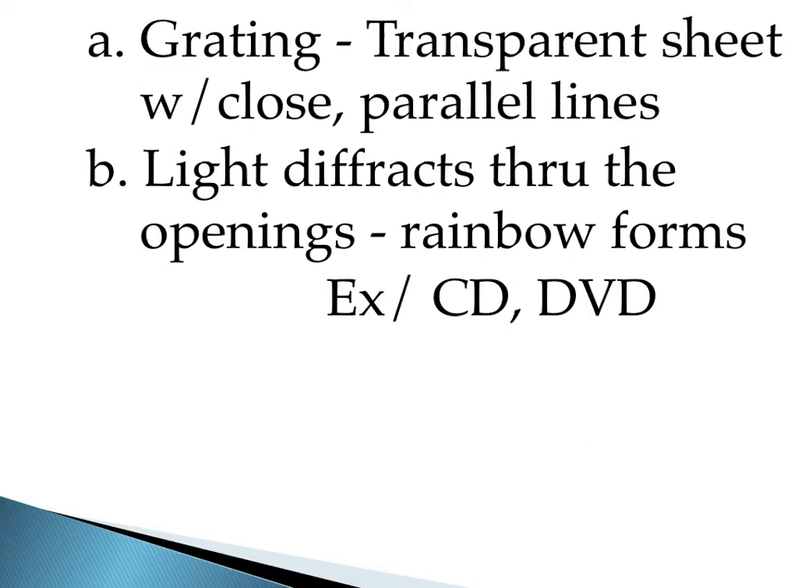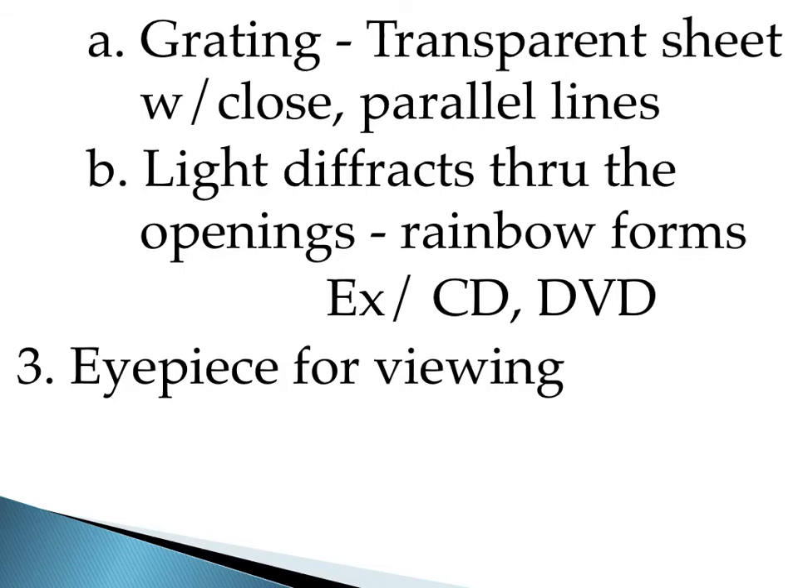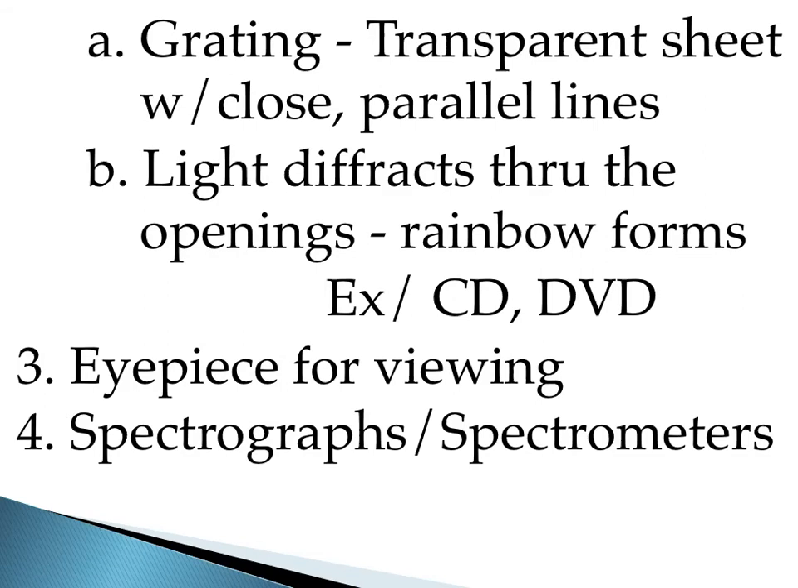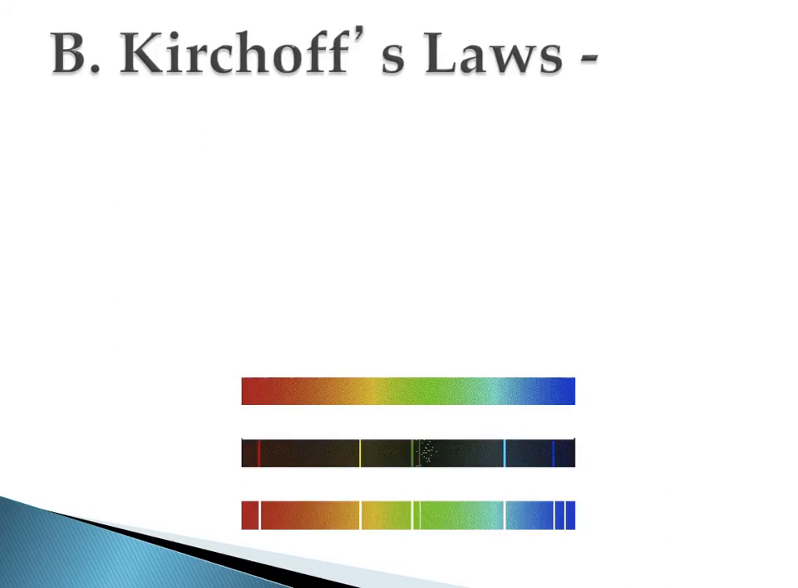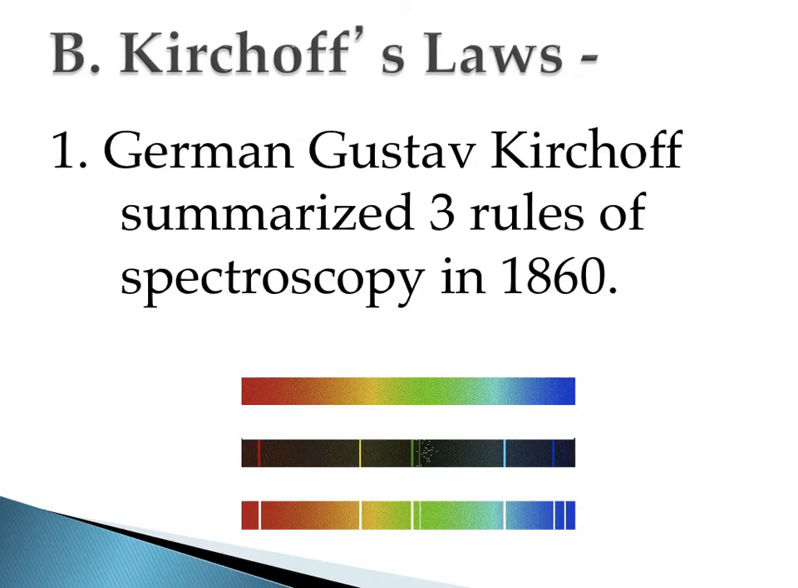And so if you take a DVD and look at it in the light, you'll see a rainbow of colors forming on the DVD. That's all the diffraction grating is. And then we either look at that rainbow through an eyepiece or we run it directly into a computer. That's called a spectrometer when we record the spectrum on a computer. So, what do we see? When you take a narrow beam of light and reflect it off a diffraction grating, what do we see? Well, by the 1860s, Gustav Kirchhoff had summarized that you're going to see one of 3 types of spectra.